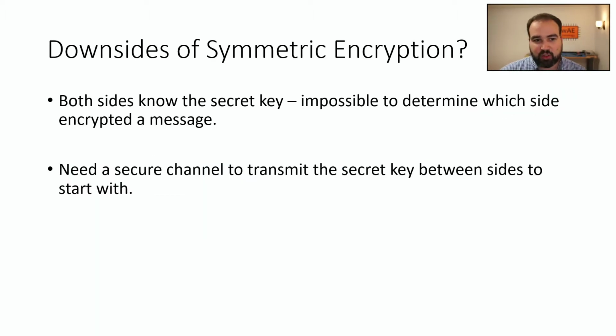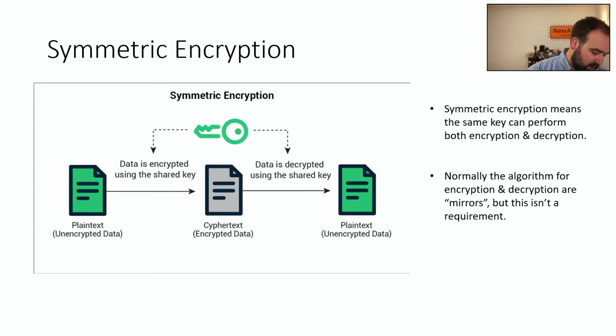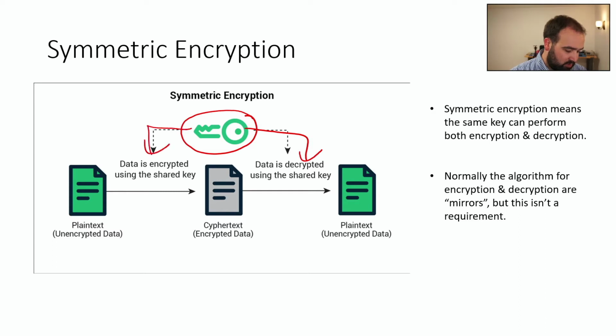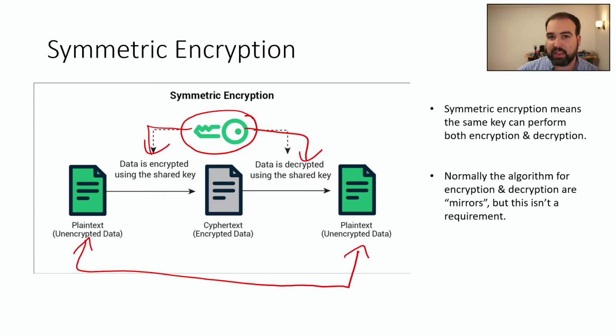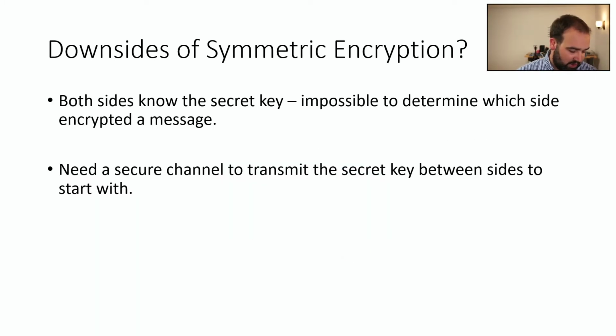Downsides of symmetric encryption: both sides need to know that secret key. Because the key is the same, it's theoretically impossible to determine which side encrypted a message. If we look back at this diagram, the key that the receiver knows is the same key that the transmitter knows. So the receiver could make a new message and claim it came from the sender if all we're using is encryption, and there's no way to tell because both sides have that key and both sides are capable of encrypting and decrypting data.